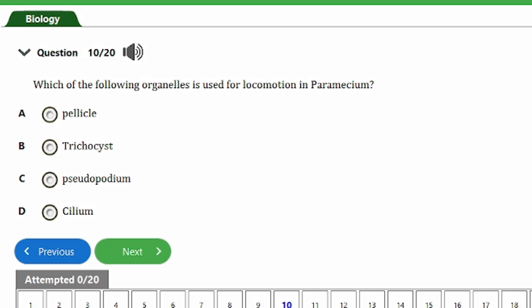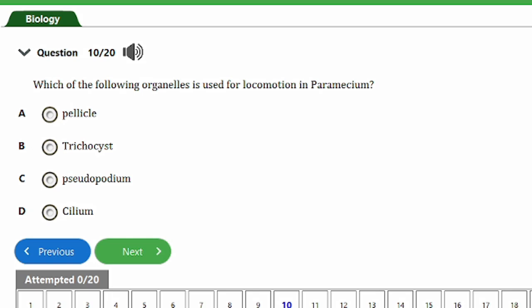Question number 10. It says, which of the following organelles is used for locomotion in paramecium? A. Pellicle, B. Trichocyst, C. Pseudopodium, and D. Cilium.